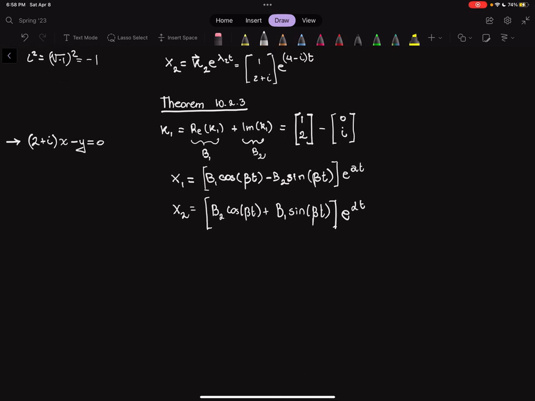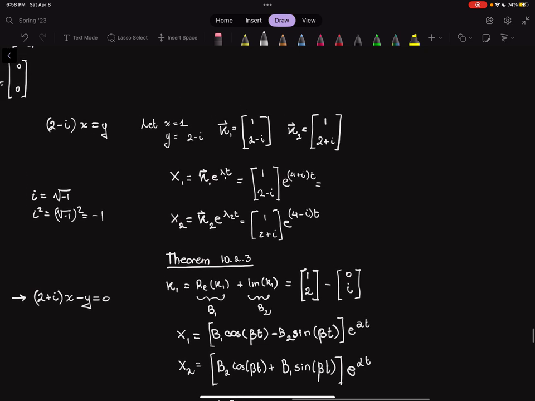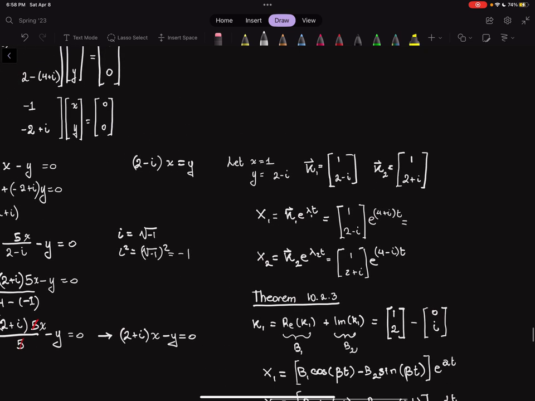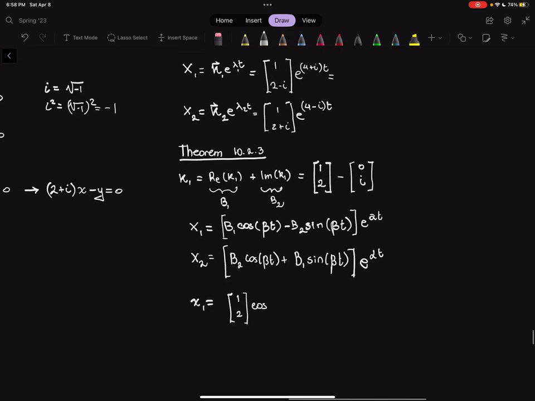Okay, so let's see. x1 is going to be b1, which we said is the vector (1, 2), multiplied by the cosine of beta t. Beta is the coefficient of the i in the eigenvalue. Our eigenvalue lambda 1 is 4 plus i, so the coefficient of the i is 1. So we write cosine of 1 times t, minus, then we have our b2, which is 0 and i.